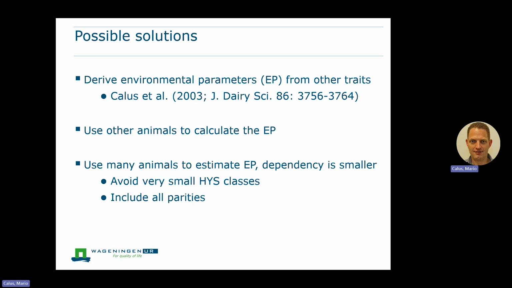Possible solutions are that you derive the environmental parameters from a different trait that's perhaps not closely related to the trait you're modeling. You could use another group of animals to calculate the environmental parameters, but this may often not be possible because you would need a large amount of data to do this.